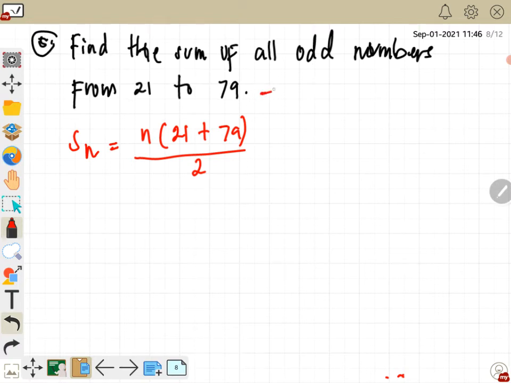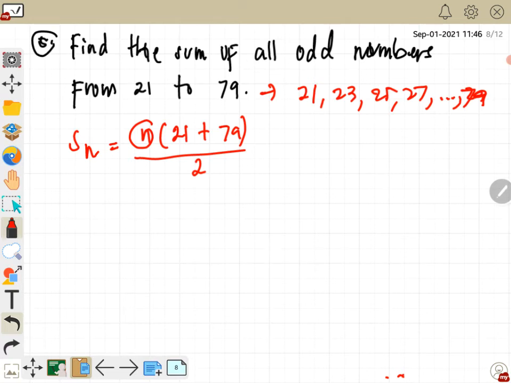In this case we add the numbers 21, 23, 25, 27, until 79. So our next problem is what should be the value of n? How many terms are we actually adding? That is answerable by looking at how many terms there are from 21 to 79. If we count that one by one, it will take us more time.